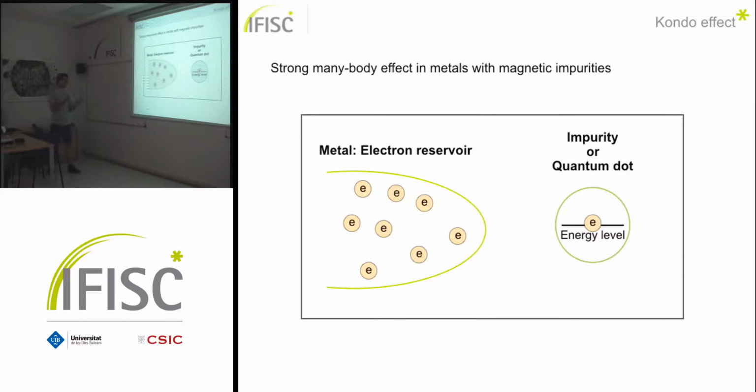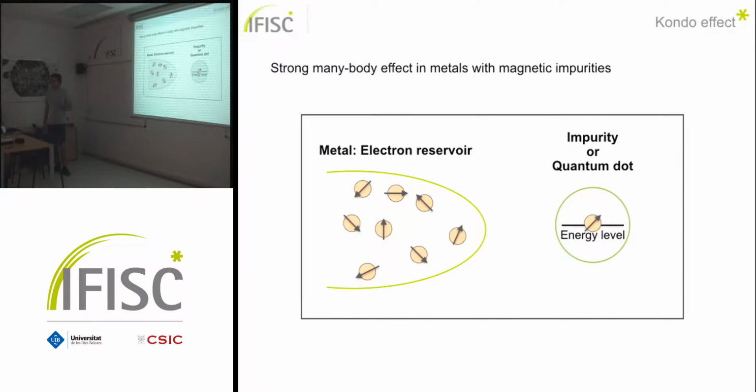The Kondo effect is known for more than 100 years, and was first found in metals with magnetic impurities. But nowadays we can simulate it with an electron reservoir and a quantum dot. We know that a metal or electron reservoir has plenty of electrons, and the impurity can have one energy level and one electron or two, but right now we only care about one.